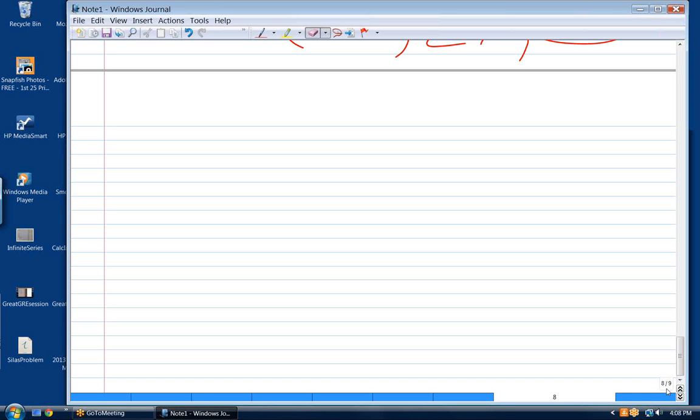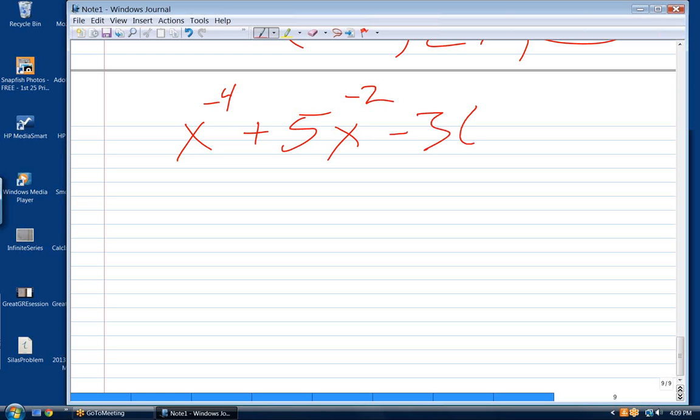Okay. Let's see here. Oh, I've got some with negative exponents. Okay, let's do that one. That could be cool. So x to the power of -4 plus 5x to the power of -2, I guess, minus 36 equals 0. Could you say, like, to the negative square? To the -2 is right.